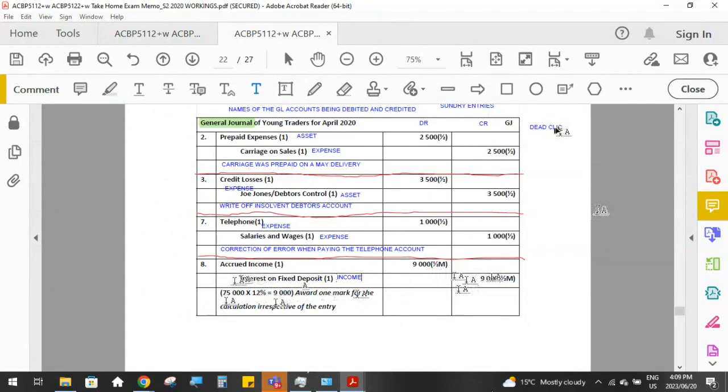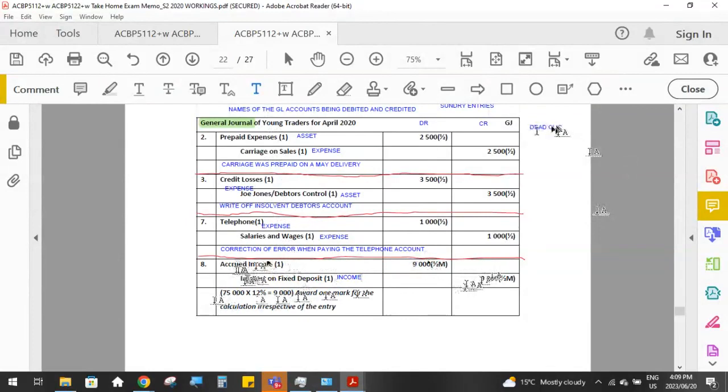Then we know that there must also be a 9,000 Rand debit, so that our journal entry will balance, debit of 9 and a credit of 9. And because this is income that we are accruing, because the bank hasn't given us our bank statement yet, we are recording the income in the meantime, because we know that it's been earned for this financial year, so it must be recorded in this financial year. So we are accruing the income to the financial year to which it belongs. So we are debiting the accrued income account.